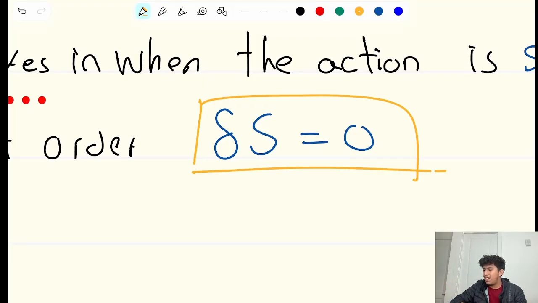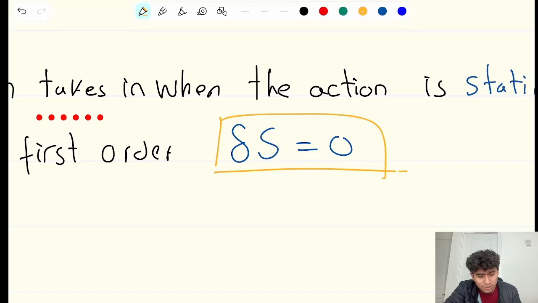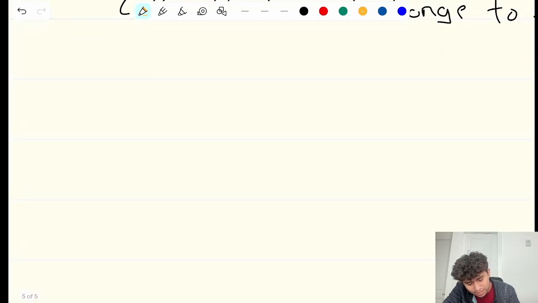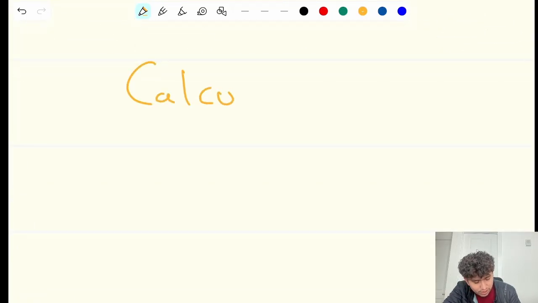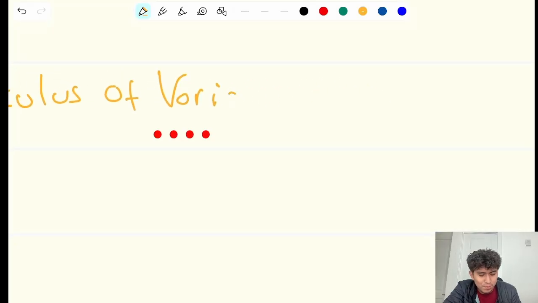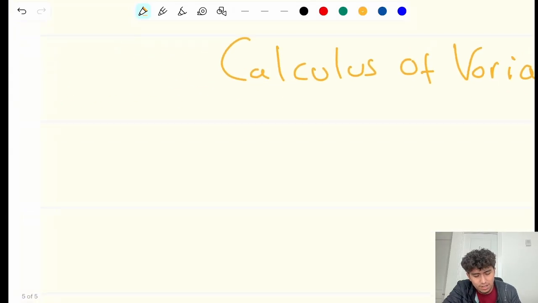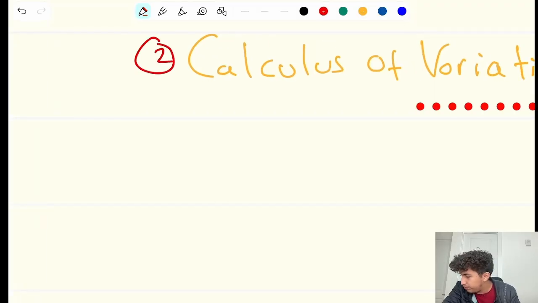Cool. So in order to understand this, the symbol is effectively a derivative, but it's a variational derivative. So now we're going to learn variational calculus, or calculus of variations. And this is going to take most of the lecture. We're going to do some computations on some examples to make it clear.